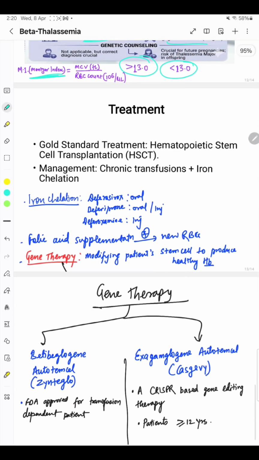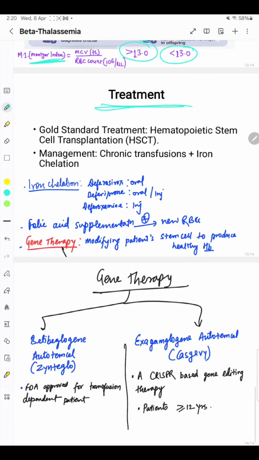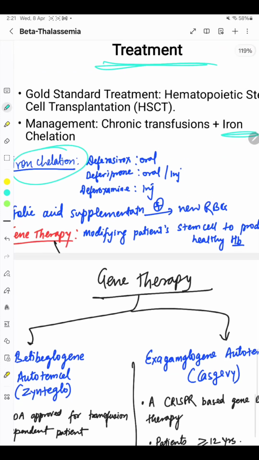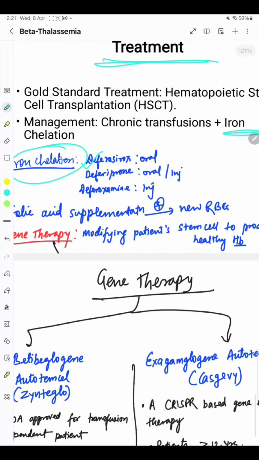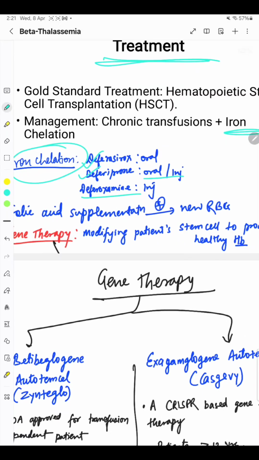less than 13 in thalassemia minor. So what are the treatment options? We will not discuss the treatment options in detail, but as we know, thalassemia major needs frequent transfusion. The frequent transfusion can result in iron overload, so we need iron chelation, which is achieved by deferasirox, which is oral, or deferiprone, which can be given orally or as an injectable, and deferoxamine, which is an injectable liquid.